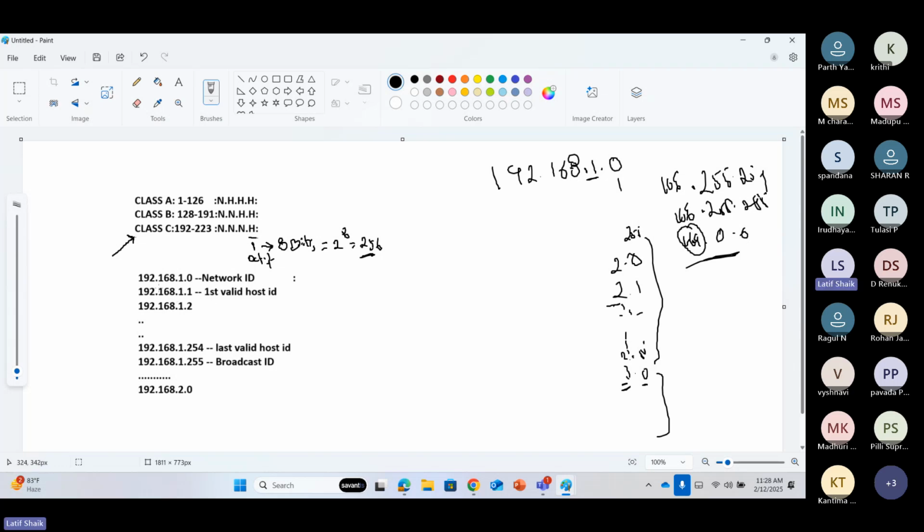Compulsorily, all three network portions must be the same in the entire network. That means it all belongs to the same network. The network means all network portions must be the same, no changes throughout the network. Got the point? So it should not be changed. It should not be 169. If it is 169, again it is a different network.